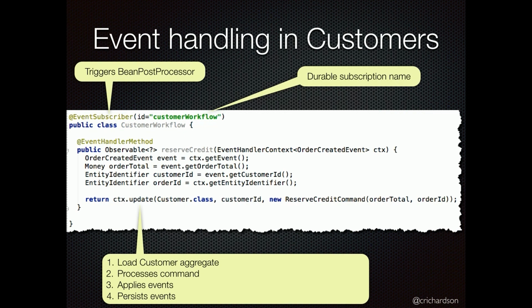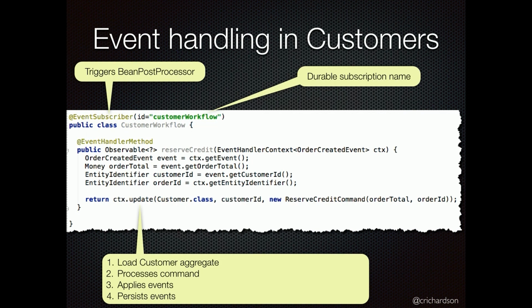So here's an example of some event handling code. This is actually written in the context of a Spring application, and so it's leveraging some annotations. The @EventSubscriber annotation identifies this class as defining event handlers, and its ID member specifies the name of a durable subscription to the event store. So if the client is disconnected, it will get the events that it missed when it reconnects again.